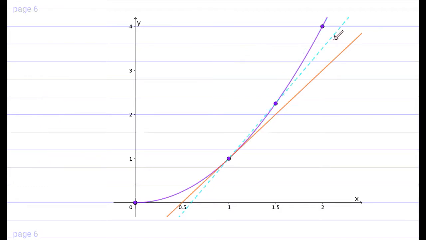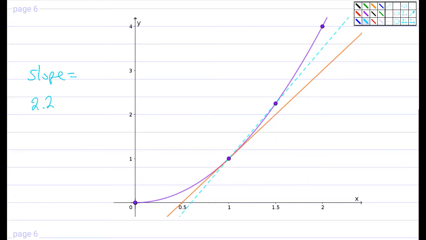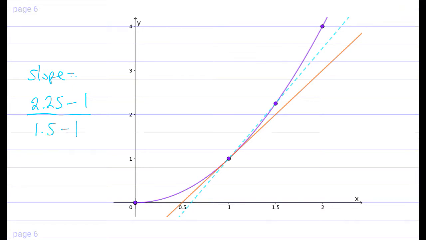This line is actually closer to the orange line, isn't it? Let's calculate the slope of the new secant line. Use the same process, except now we have to use these 2 dots. Remember, this is still y equals x squared, so if we're at 1.5, our y value is 2.25, that's 1.5 squared, minus 1 all over 1.5 minus 1. That's the slope of our second secant line.